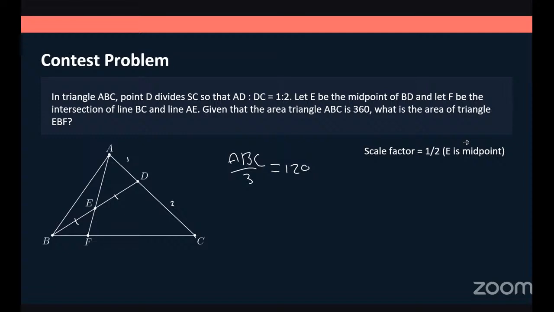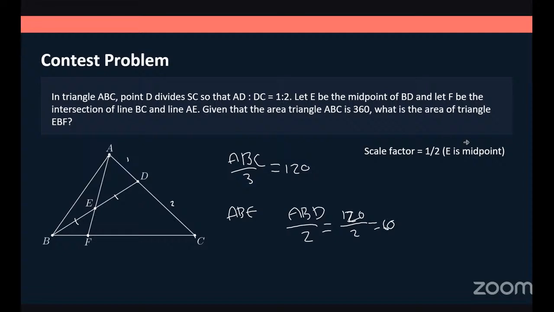Similarly, for the midpoint here, we get told BE and BD have a ratio of 1 to 2 because E is the midpoint. So we know that triangle ABE is what we're looking for, and we can get that from ABD divided by 2. So 120 divided by 2 would give us 60. So this triangle right here would have an area of 60.